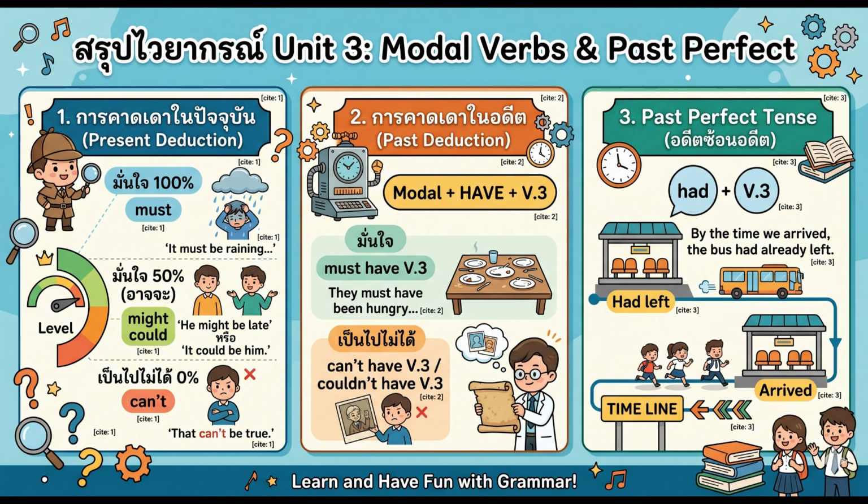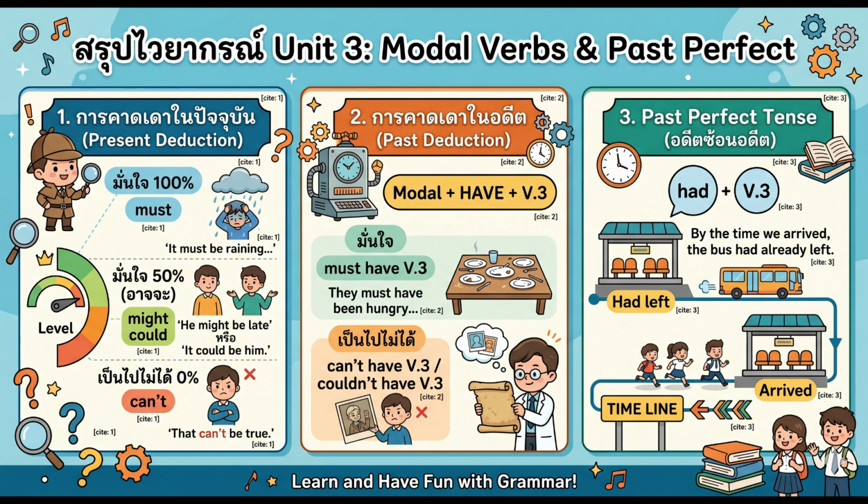First, let's guess what's happening right now using a detective scale of certainty. So, if you're 100% sure it's true, use must. Like, it must be raining because you're all wet. Only 50% sure? Well, just use might or could. And if it's 0% possible, use can't.